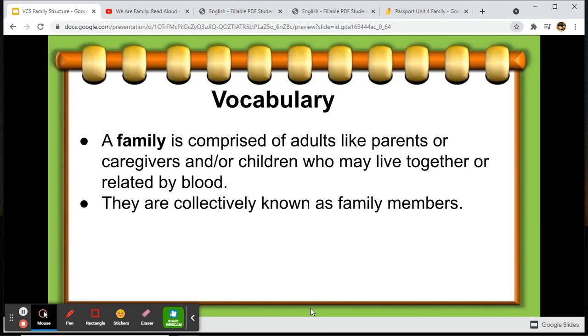Vocabulary you can discuss with students. A family is comprised of adults like parents or caregivers and/or children who may live together or maybe not live together, or related by blood. They are collectively known as family members. So this will be a good opportunity for students to discuss their family dynamics and who they consider family. You could provide examples of types of family based on student responses.